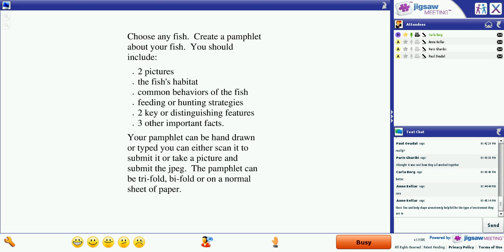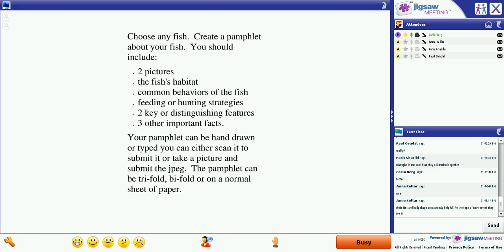And your pamphlet can be anything you want. I want you guys to be creative here. If you want it to be just folded in half like a bifold, you can do that. If you want to fold it maybe like you would see a travel agent paper and fold it in 3s, that's fine. If you just want to do it on a normal sheet of paper, that's fine.